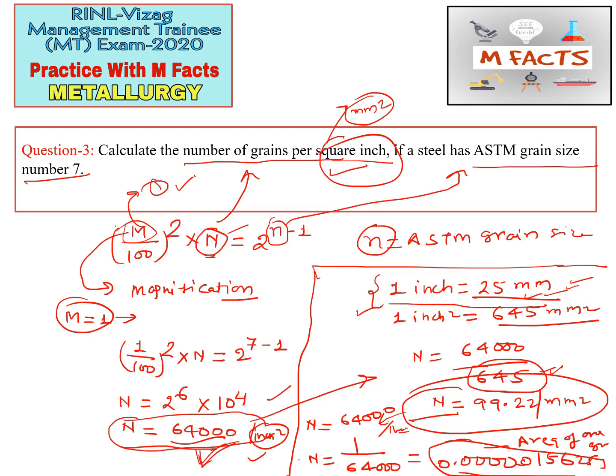And the third thing we learned is how to calculate the area of 1 grain. So whatever n value we get, we can reverse this value. Okay, so if we are able to calculate 1 by n, that will be the area of 1 grain. So the answer of this question for now will be 64 thousandths per square inch.